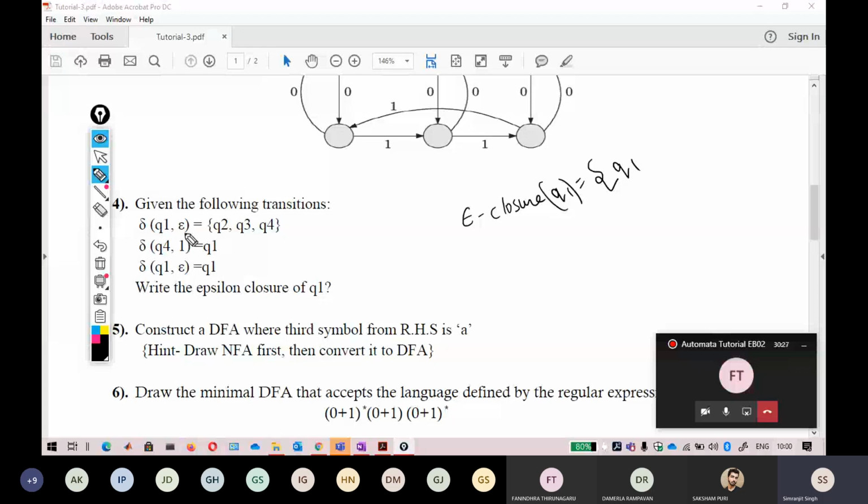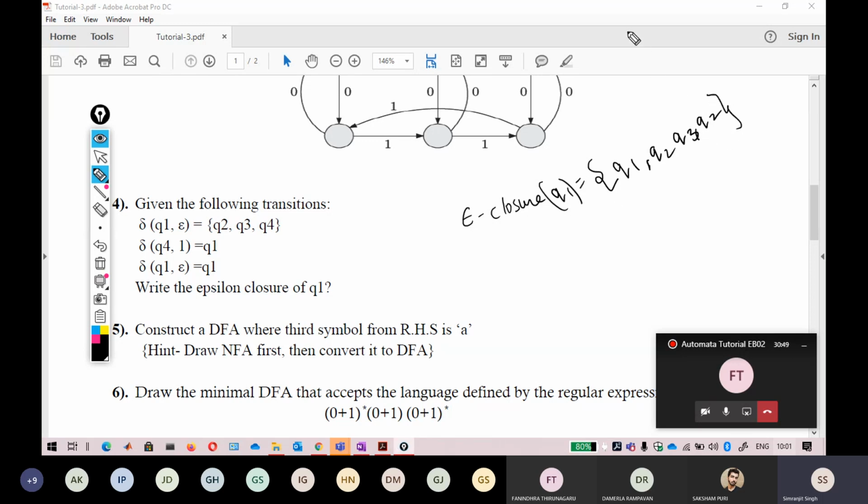After that, on epsilon, where does Q1 go? It goes towards Q2, Q3 and Q4. So the epsilon closure of Q1 is Q1, Q2, Q3, Q4. I think that is fairly basic.